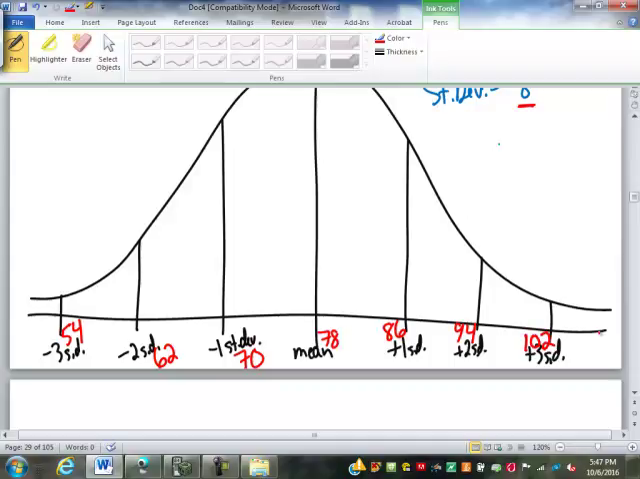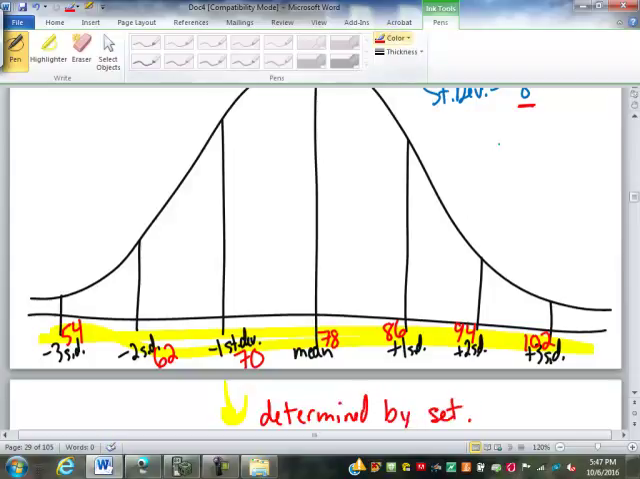So those benchmarks, again, they're determined by the mean and the standard deviation. Those will be different for every set of data we look at, depending on what the mean and standard deviation of that data are. So these numbers are determined by the data, by the set that we're looking at.